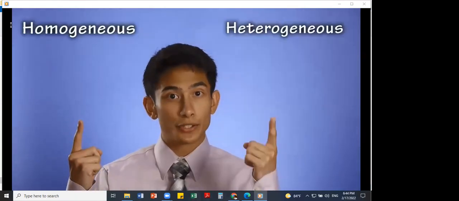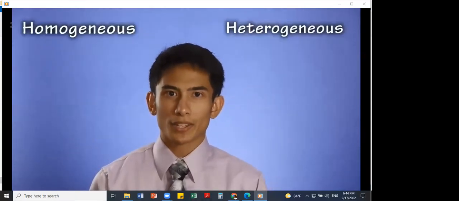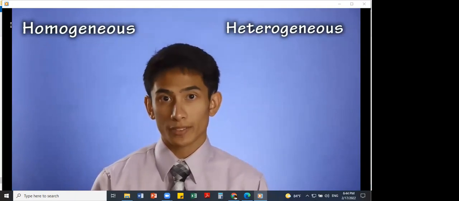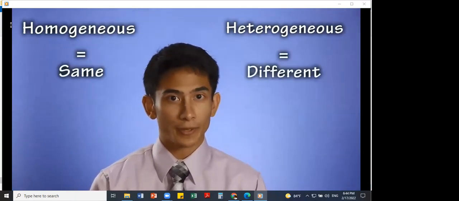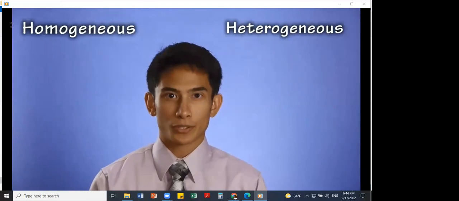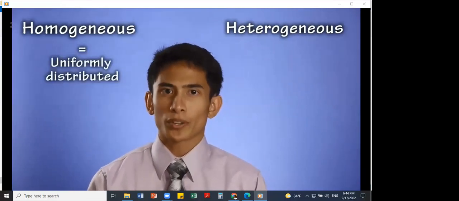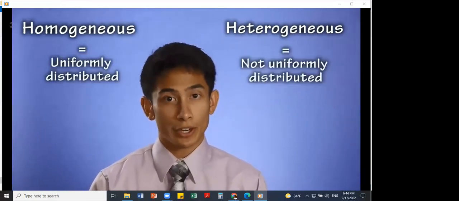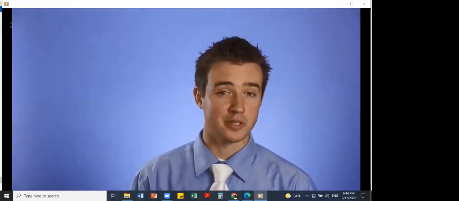There are two kinds of mixtures, homogeneous and heterogeneous. These names are based on the Greek root words, homo meaning same and heteros meaning different. The components of homogeneous mixtures are uniformly distributed, whereas the components of heterogeneous mixtures are not.